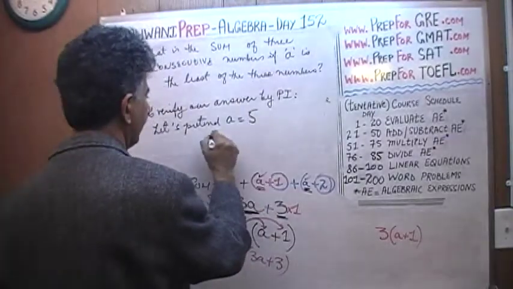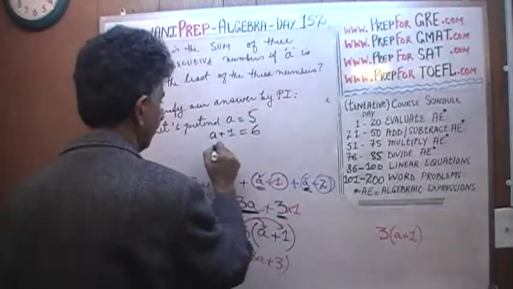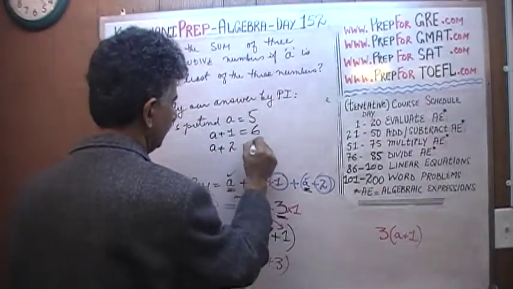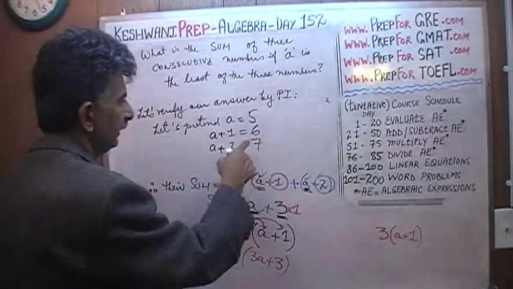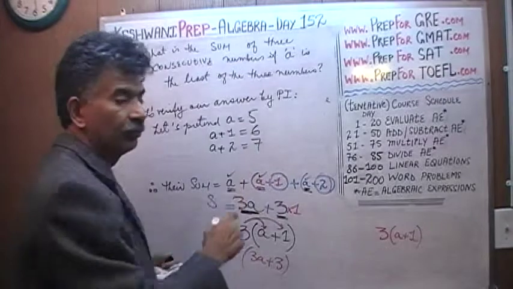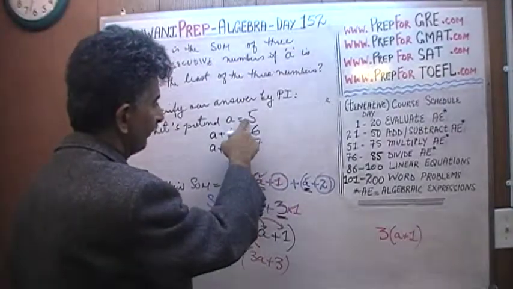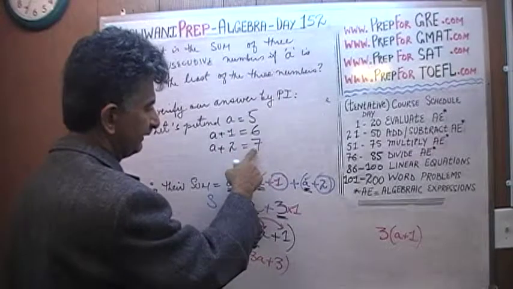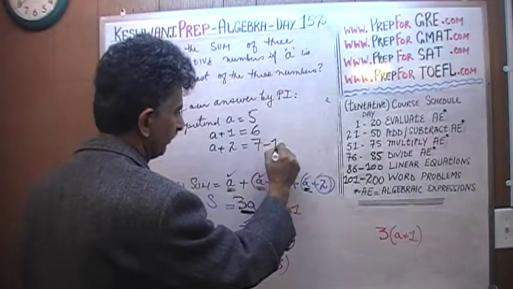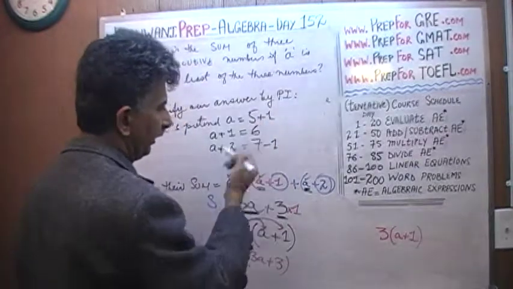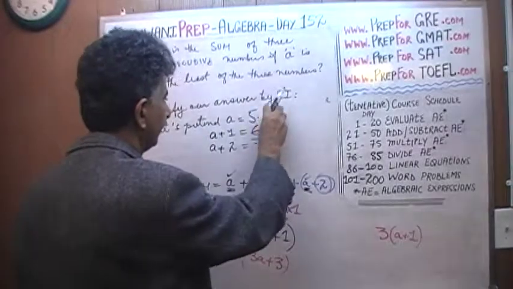If a is 5, then the one after that, because they're consecutive, would have to be 6, and the one after that would have to be 7. And of course, you will see immediately that 5 plus 6 plus 7 should simply be 3 times 6, because this guy is 1 more than 6 and this guy is 1 less than 6. So if you take away 1 from this guy and give it to this guy, all of a sudden everybody is 6, and 3 times 6 is 18. The sum of the three numbers is 18.